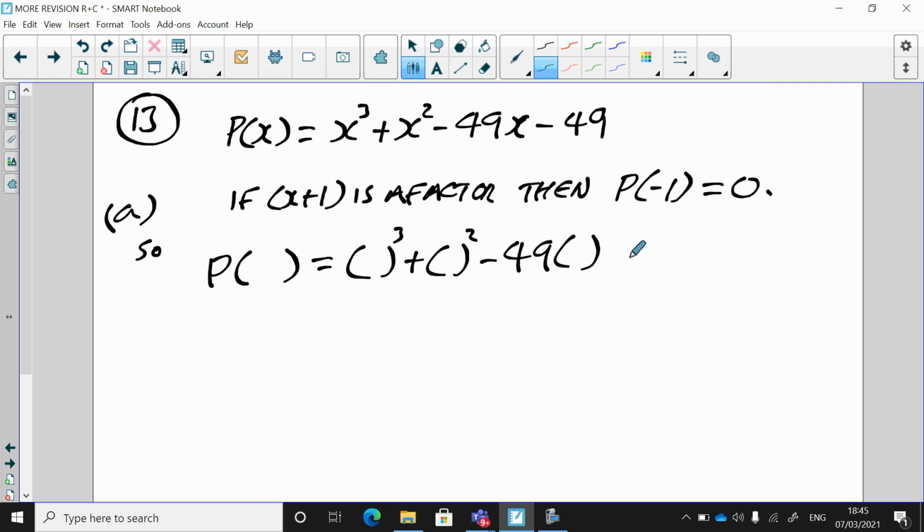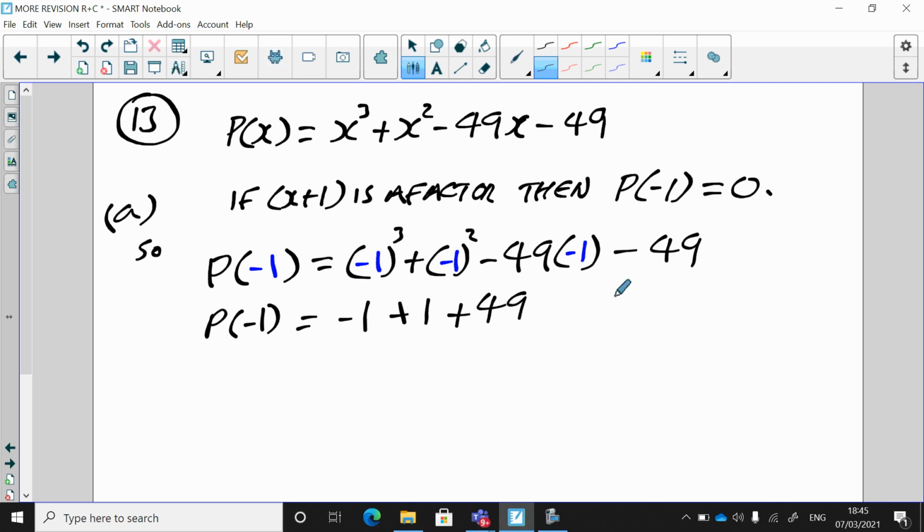And hopefully come up with an answer of 0 there. So it's going to be p of -1. -1 cubed is going to be -1. -1 squared is going to be +1. Negative times a negative is a positive. That's 49. And -41 at the end. So the whole thing now comes out to 0. So we just need to make a statement here.